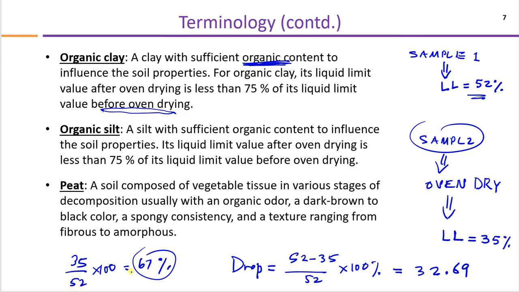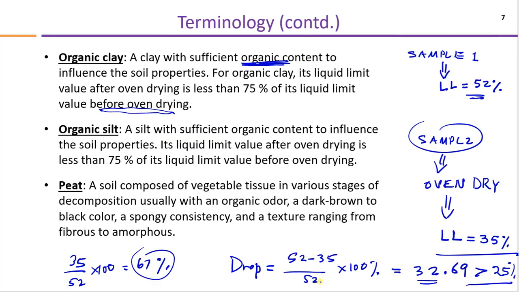So this example that I just wrote here is an organic soil because the liquid limit is going to drop too much. It is dropping more than 25%, right? It is 32%. It is more than 25. So this soil is organic soil.